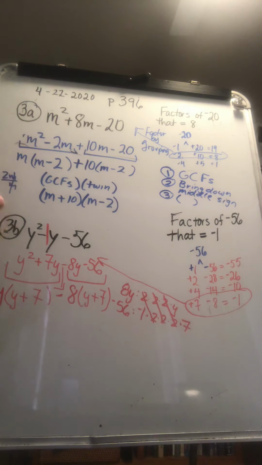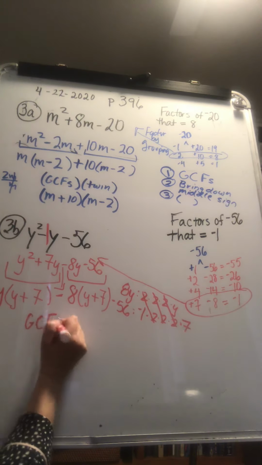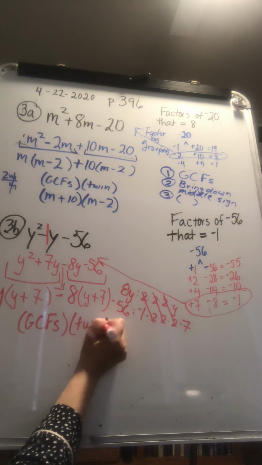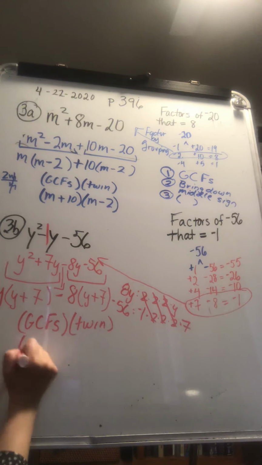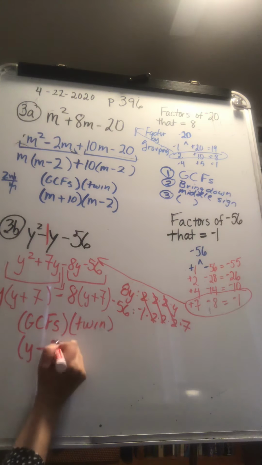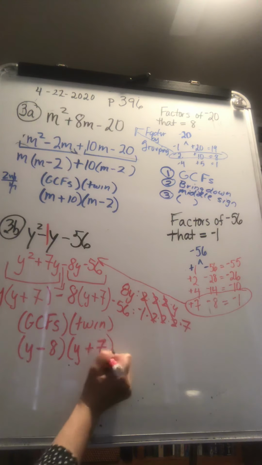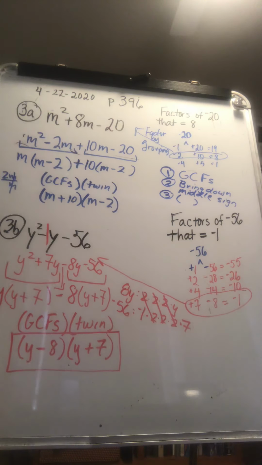Okay? So now, remember, I need GCFs and a twin. Okay? So, my GCFs, y minus 8 and y plus 7. Okay?